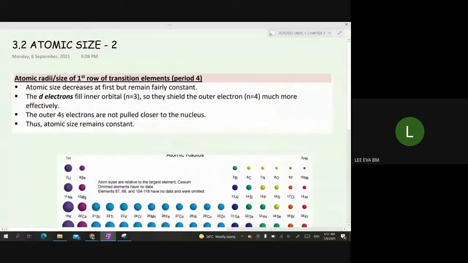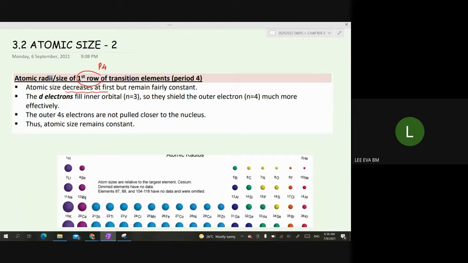Atomic size or atomic radii of the first row of transition elements. We are only talking about the first row. Yang lain kita tak ceritakan, kita hanya fokus pada period 4, row pertama untuk transition element sahaja. Okay, so for transition elements, the atomic size will decrease at first. So memang daripada kiri ke kanan, size dia akan decrease dulu.